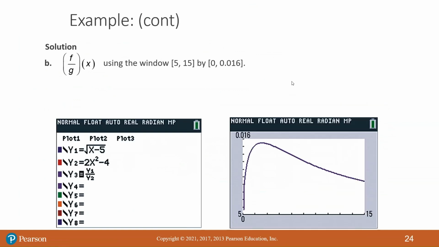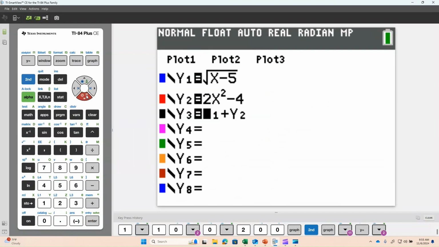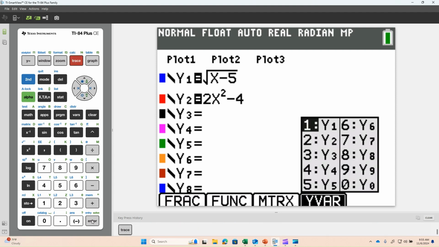Now, let's try f divided by g of x, and we'll update the window accordingly. So I'm going to go back to y. This time, I'm going to do f divided by g of x. So I'm going to do alpha y1, alpha f4, divided by y2. Oops.